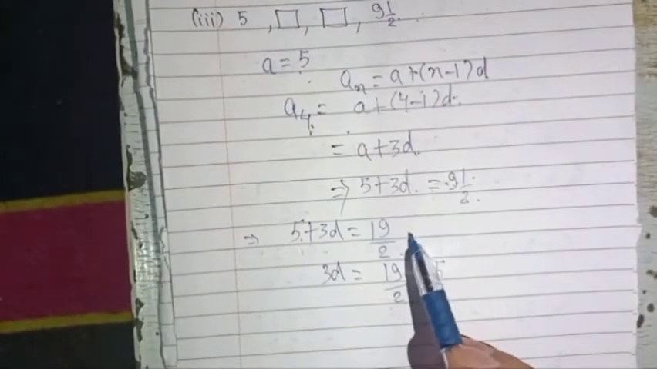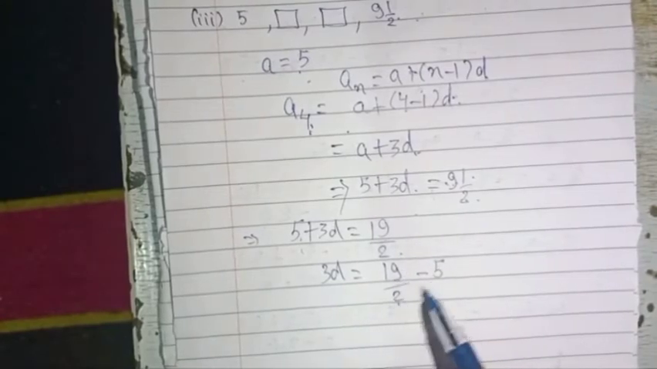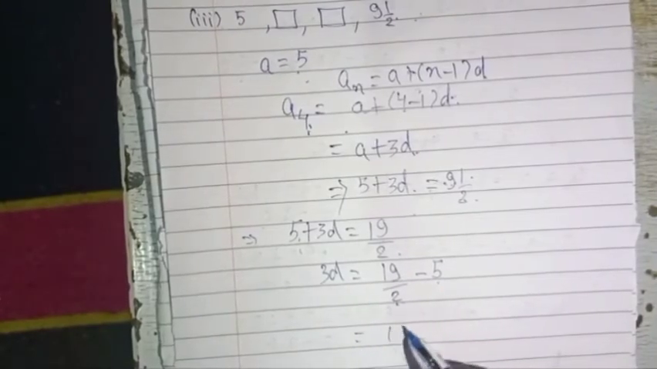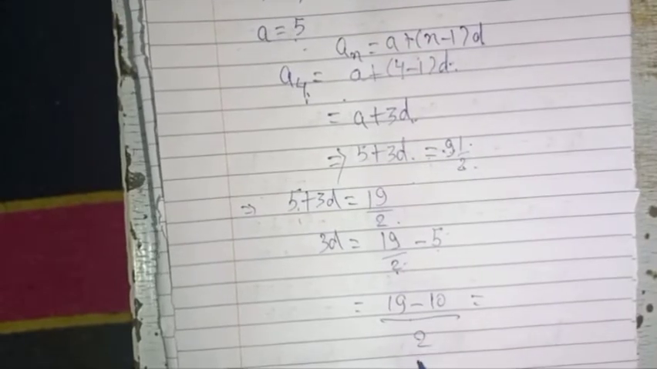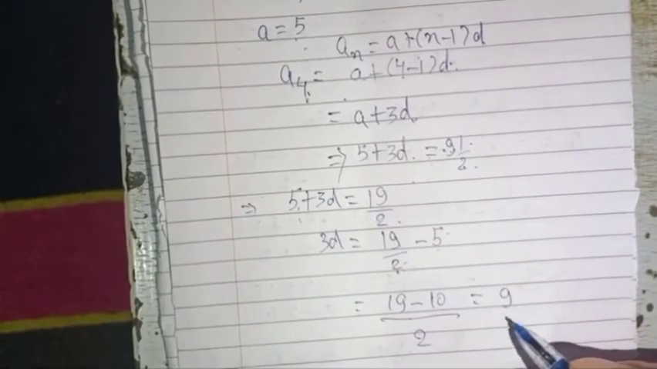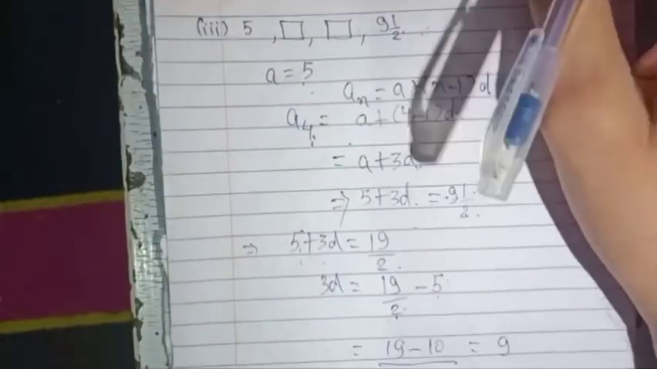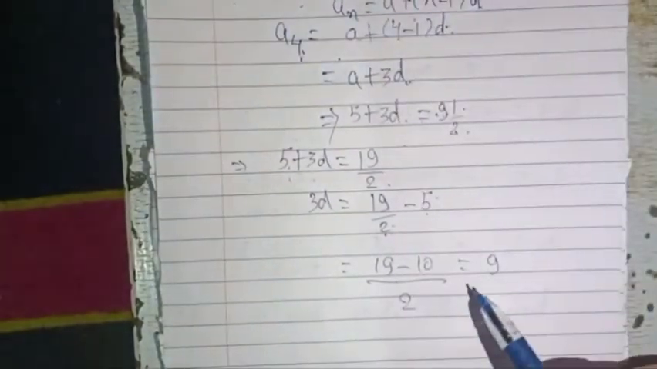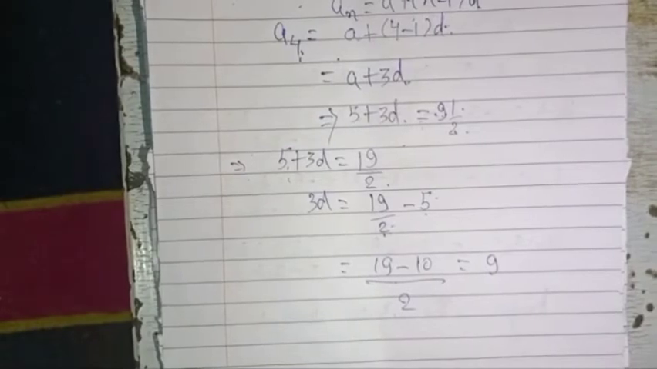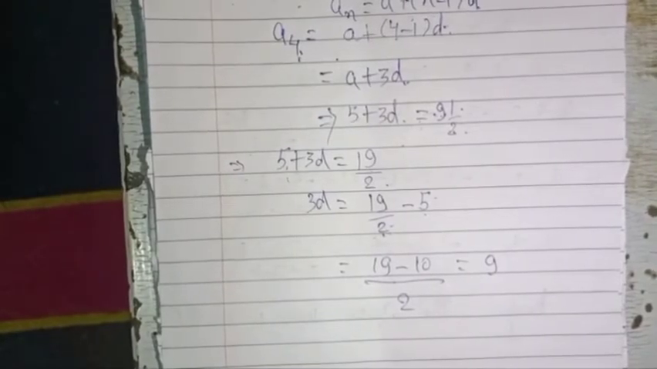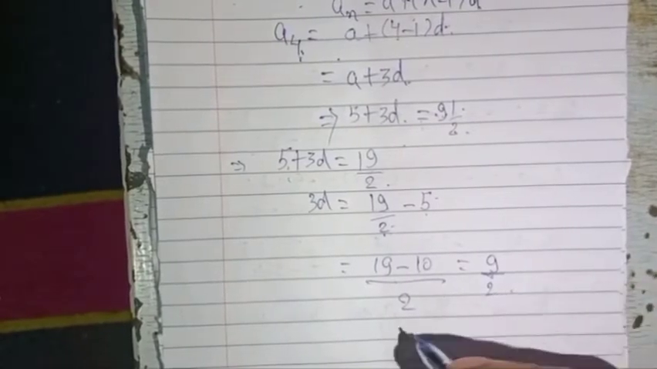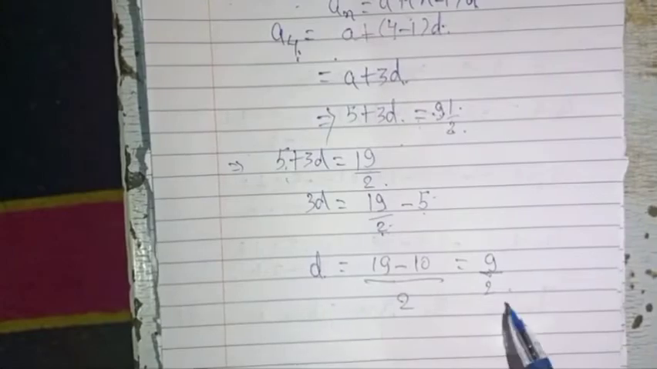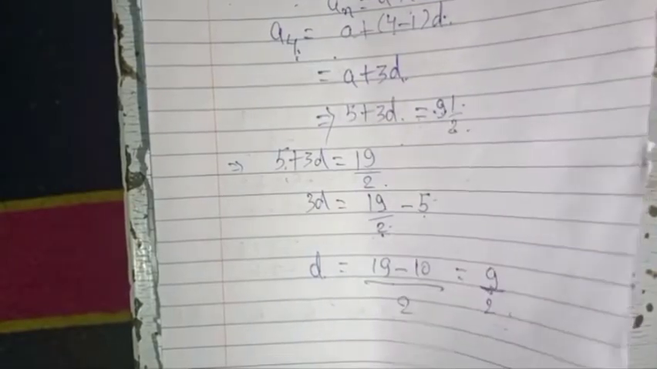This 5 will move towards the right hand side. So 19 upon 2 minus 5 will become 19 minus 2 5s are 10, whole divided by 2. Now 19 minus 10 upon 2. 19 minus 10 is 9, and whole divided by 2. So 9 upon 2 will be the common difference, that is, the value of d is 9 upon 2. Then we can easily find the other terms.